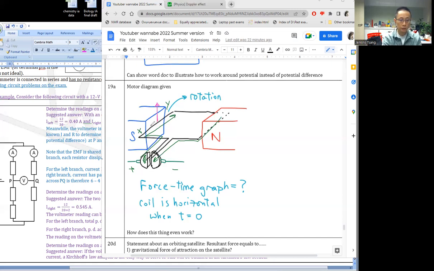As long as the current is maintained in the same direction, the force will also stay in the same direction. After half a rotation, when the coil becomes vertical, this is the position where the force will change direction, because once the coil swings to the right-hand side of the diagram, the current reverses direction, because this semicircular ring will be making contact with the negative terminal instead.